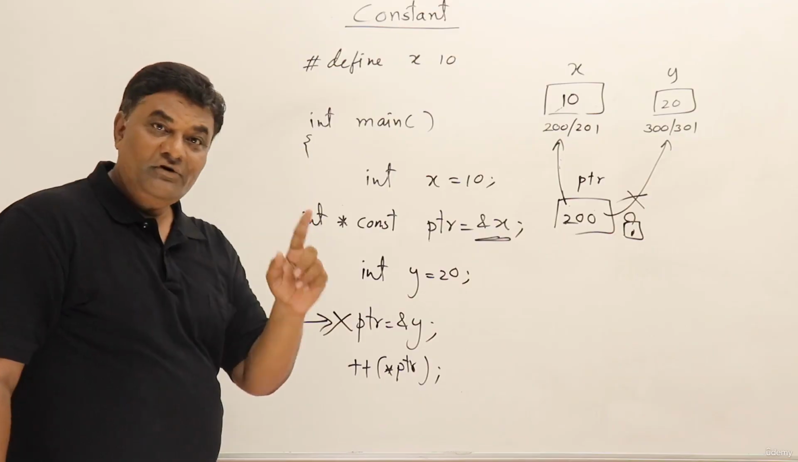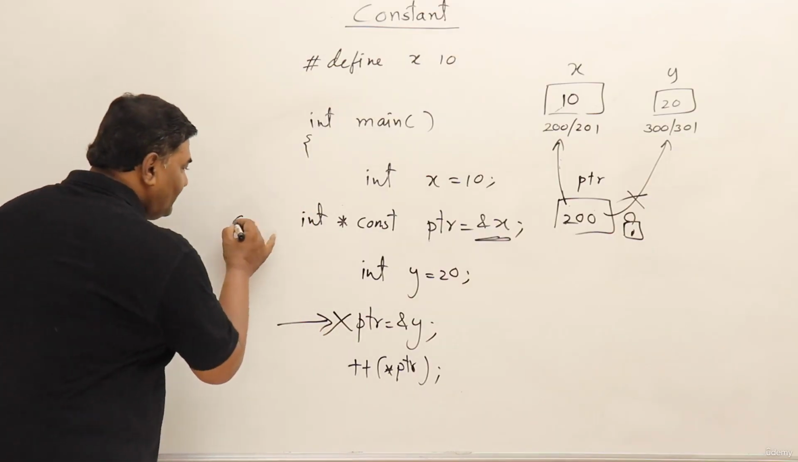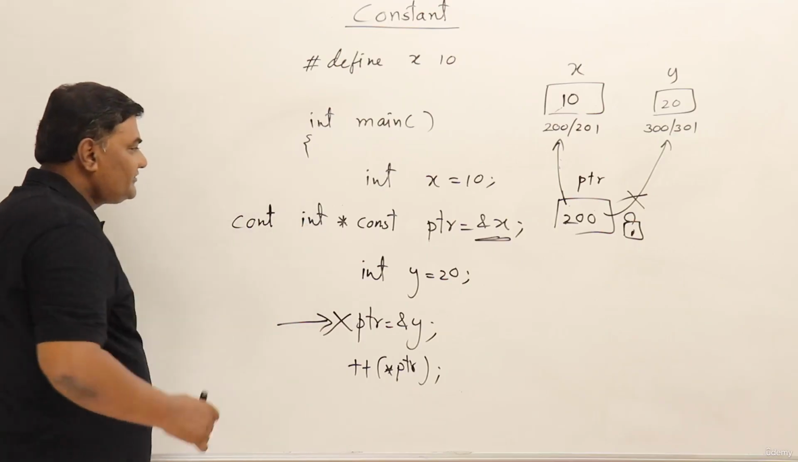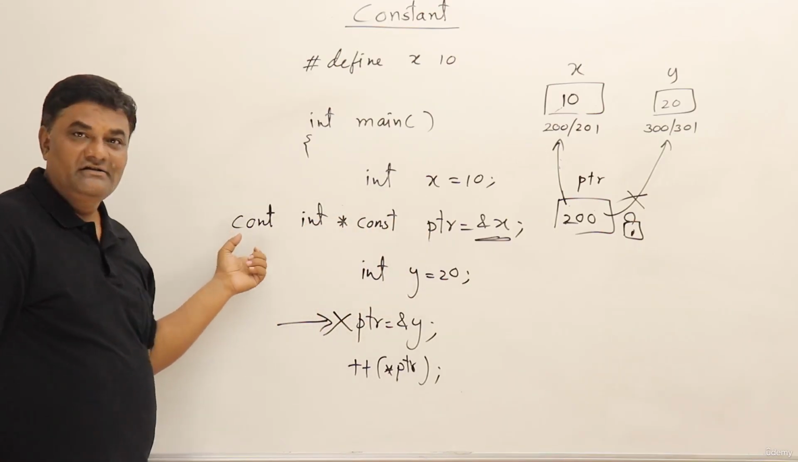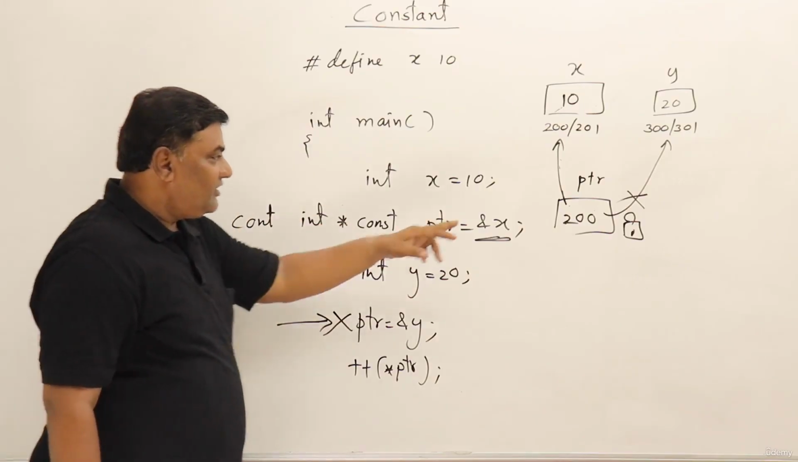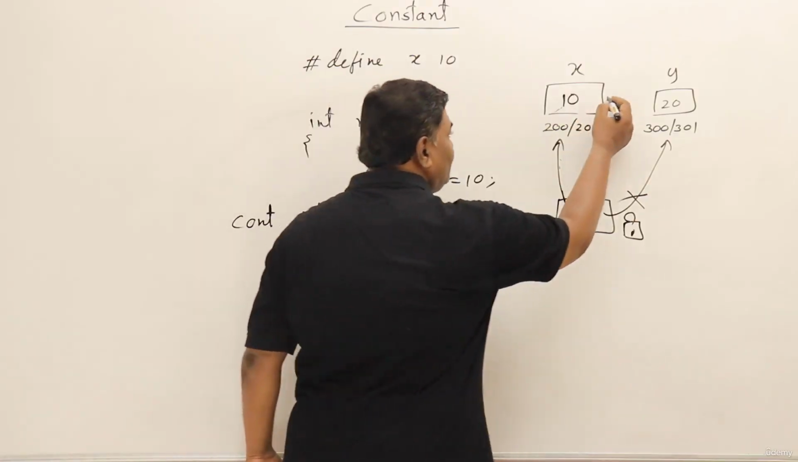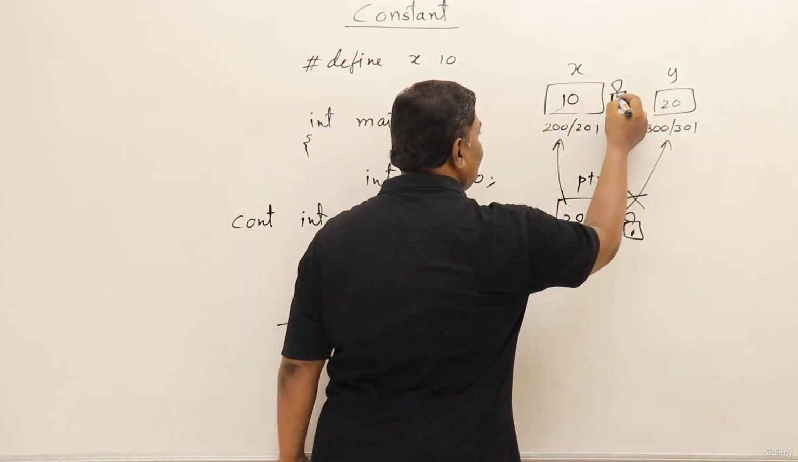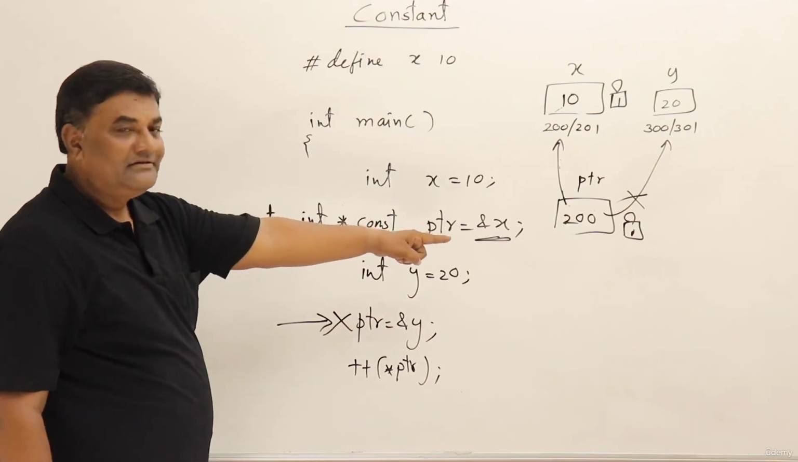Now let us see the fourth usage of const. I will write const here also. So this is a constant pointer to an integer constant. Now this pointer cannot be modified to point to any other data member, and it also cannot modify this data member. So it is locked on both, that is, data as well as pointer.